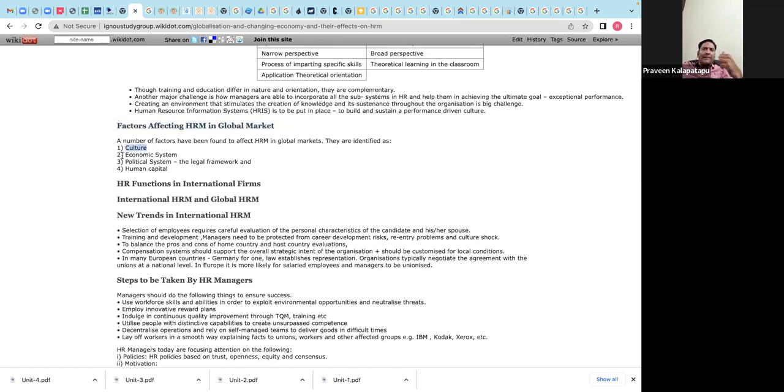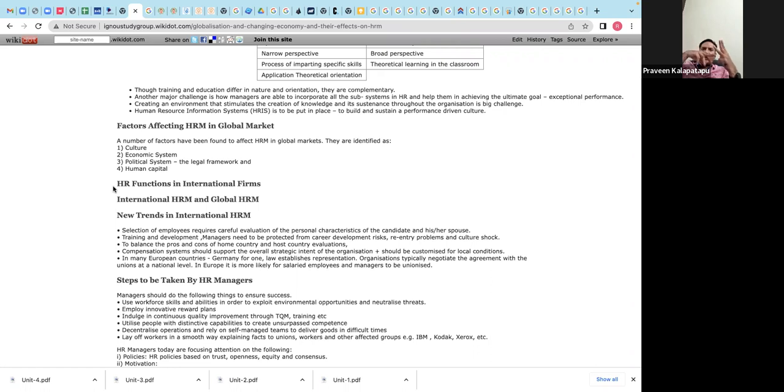For example, culture, economic system, political system, human capital. These are the four factors that affect HRM in the global market. That means cultural aspects, the way cultural factors affect the HR, the way they handle multiple cultures. It affects economic systems. Obviously, your rewards, compensations, etc., you design based on the economic system of that country.